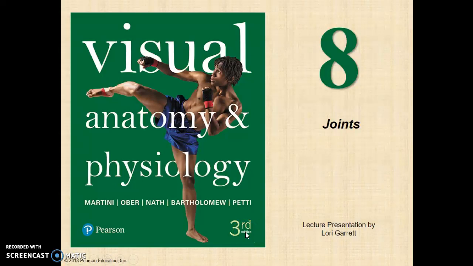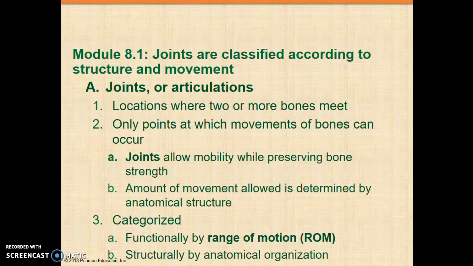Chapter 8 is on joints. Be sure to pay attention to the outline as we are skipping some joints and some sections entirely. Joints are classified according to the structure and movement. By structure, that means what material is binding that joint together, what is binding the bones together. And movement is whether there is no movement, a little bit of movement, or a lot of movement.